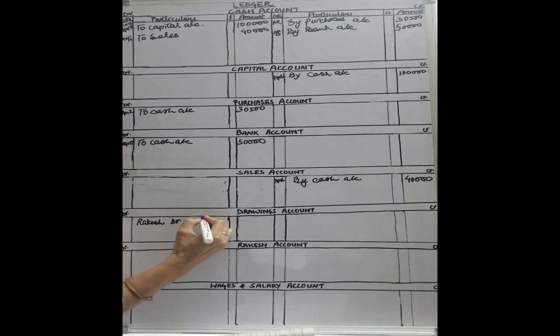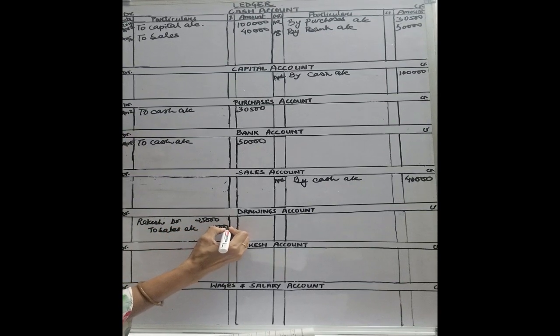So Rakesh account is debited with rupees 25,000 to sales, as this is an income for the business. Incomes are always credited, okay, as per the rules of nominal account. Now this is our journal entry. The two accounts involved here are Rakesh account and sales account.